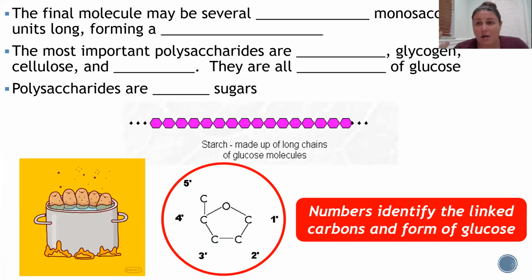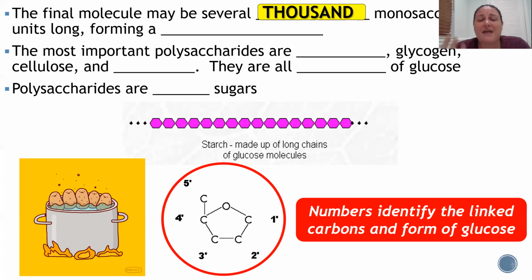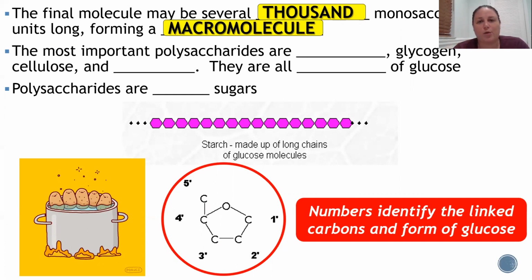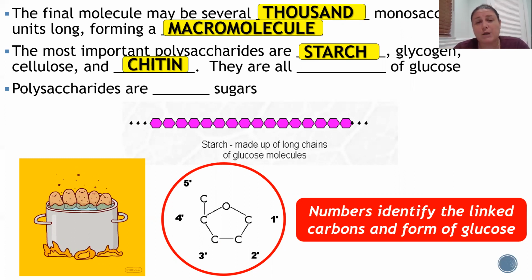Now, the final molecule is not going to be just 4 monosaccharides linked together. They can be thousands of monosaccharides long, forming this giant macromolecule. And some important polysaccharides we're going to talk about in the next video that you're going to watch tomorrow are starch, which is a really common polysaccharide, glycogen, cellulose, and chitin. That's what we're going to be learning about tomorrow.